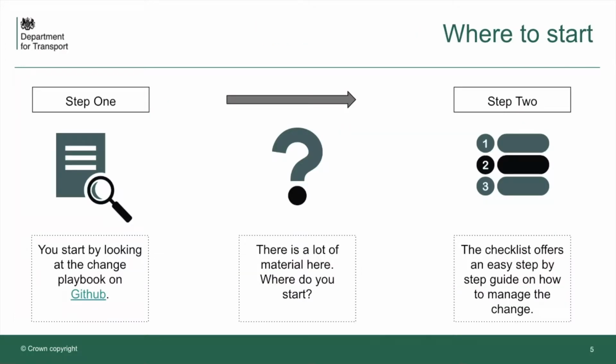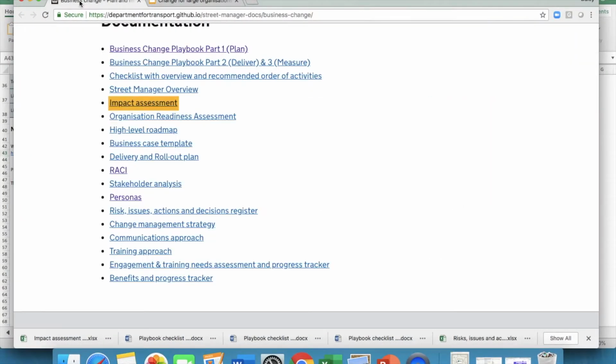So where do you start? Well, the best place to start looking is at the change playbook on GitHub. There's a lot of material there, so we recognise that it's difficult potentially to know where to start, but the checklist offers an easy step-by-step guide on how to manage the change. So we're going to go to GitHub now. And the best place to start is with that checklist.